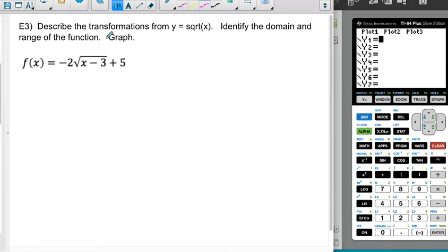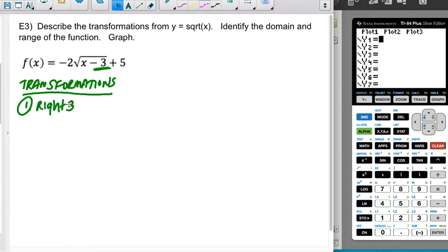All right, so we're going to describe the transformations from the generic graph y equals the square root of x and identify the domain and the range. So here's what's happening. Let's do the first thing and talk about the transformations. There are 4 transformations happening. Number 1 is this minus 3. So the first thing that's happening is the graph is going to slide right 3.